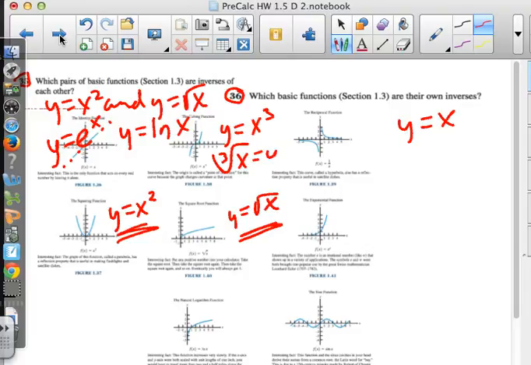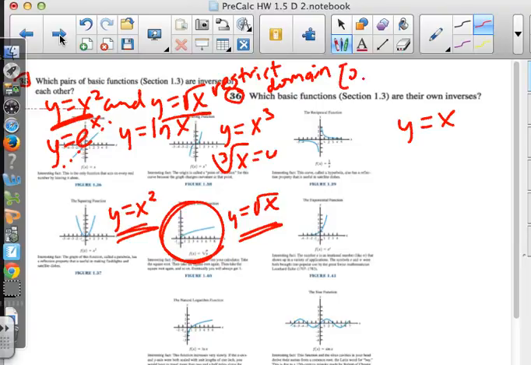Now, remember that if we are going to talk about y equals x squared and y equals the square root of x, there is an issue, and that issue is about the domain. When you look at this picture, you realize that we are definitely restricting that domain. So this one would count if we restrict the domain. And that's number 35. So y equals x squared and y equals the square root of x would be inverses, but only on the domain from 0 to infinity. As we talked about in class, sometimes you have to restrict those domains to get things to work.